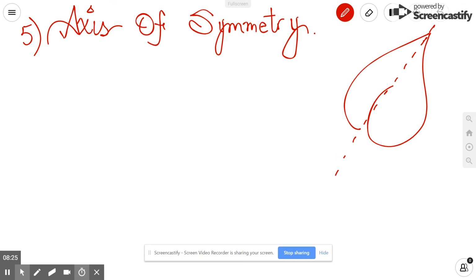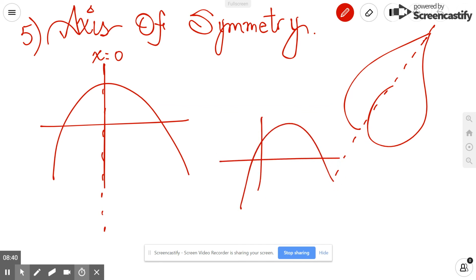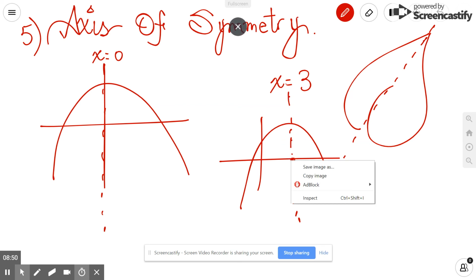In the same way, our graph also has an axis of symmetry. So let us say we have our graph going like this. This line, let us say x equals 0, is dividing the graph into two equal parts. Or in a different graph, this line x equals 3 is dividing our graph into two equal pieces. It's making our graph symmetrical about this point on the x-axis. So hopefully that made sense too. All right, so next up we'll talk about point number 6 on the next page.